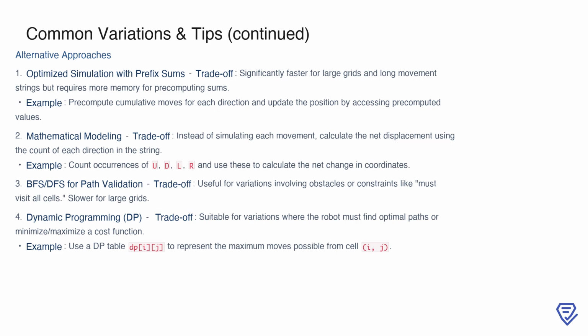Finally, dynamic programming is a powerful tool for problems that involve finding optimal paths or minimizing costs. For example, you can use a DP table to track the maximum moves possible from each cell. Each of these approaches has its own trade-offs, so choose the one that best fits the problem constraints and requirements.